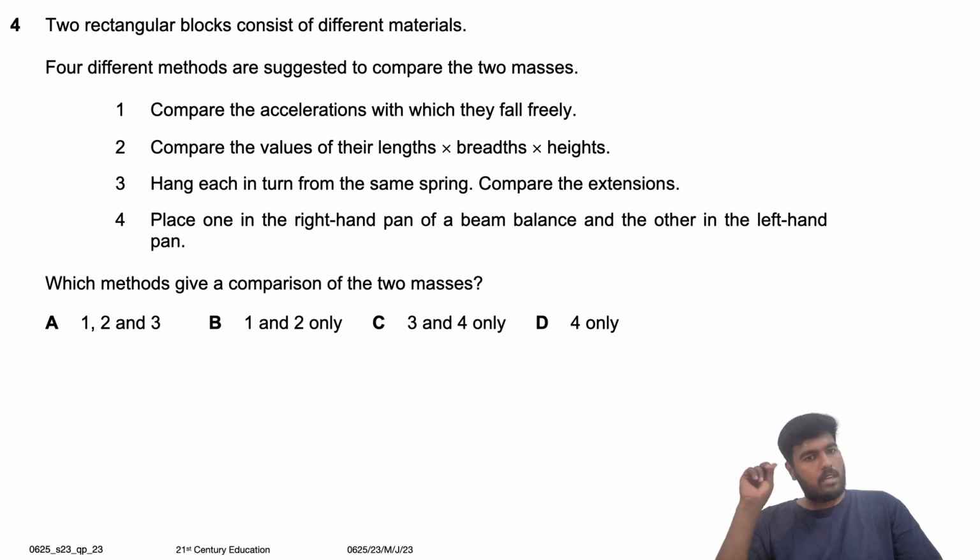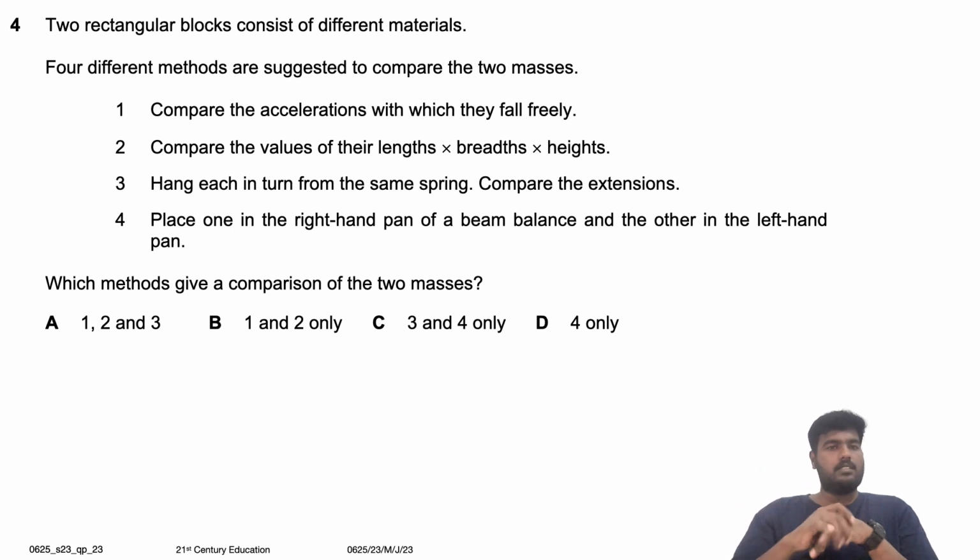Two rectangular blocks consist of different materials. 4 different methods are suggested to compare the two masses. Which methods give a comparison of the two masses? Okay, so we have to compare masses. Okay, let's go through one by one.